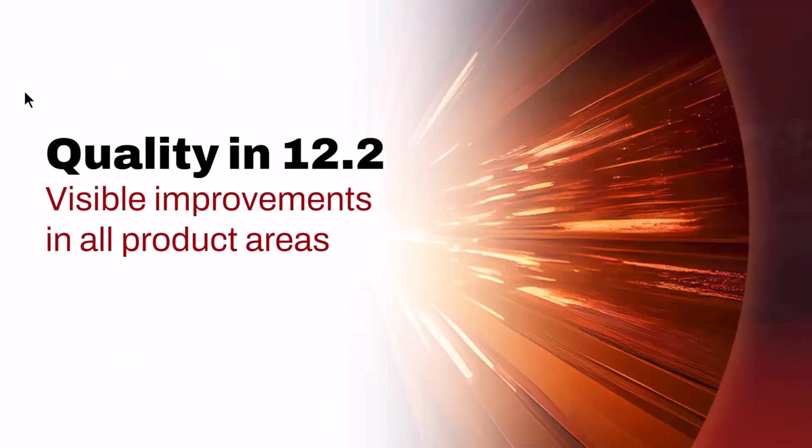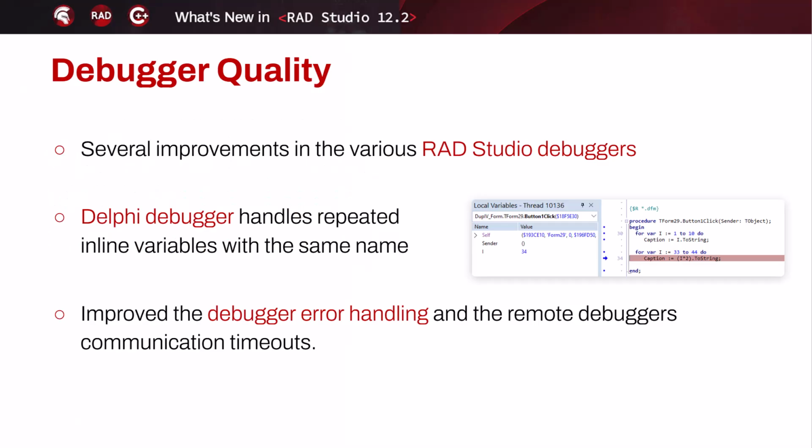And with that, let's focus on some quality areas in RAD Studio 12.2. Among the other quality improvements that we put into 12.2, which we'll talk about in a moment, we've focused on debugger quality. There are several improvements in the various RAD Studio debuggers, and the Delphi debugger now handles repeated inline variables with the same name, which was a problem before. We've also improved the debugger error handling and the remote debugger's communication timeouts. We're focusing on quality, and these are the kind of quality of life improvements, but just general quality improvements we put into 12.2.